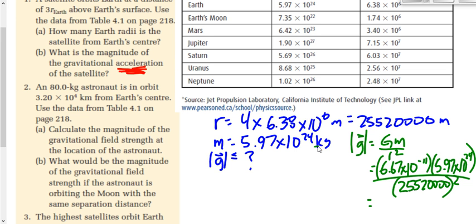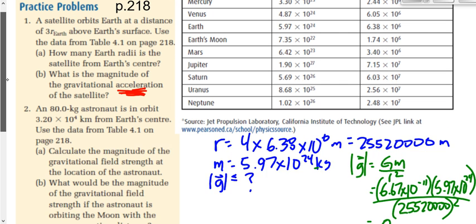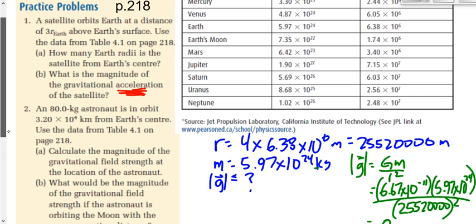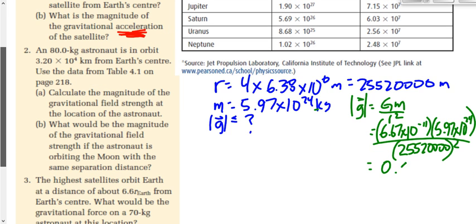0.61. How many digits should we be here? 3 digits. 0.611. We're going to say newtons per kilogram, although you could use meters per second squared as well.